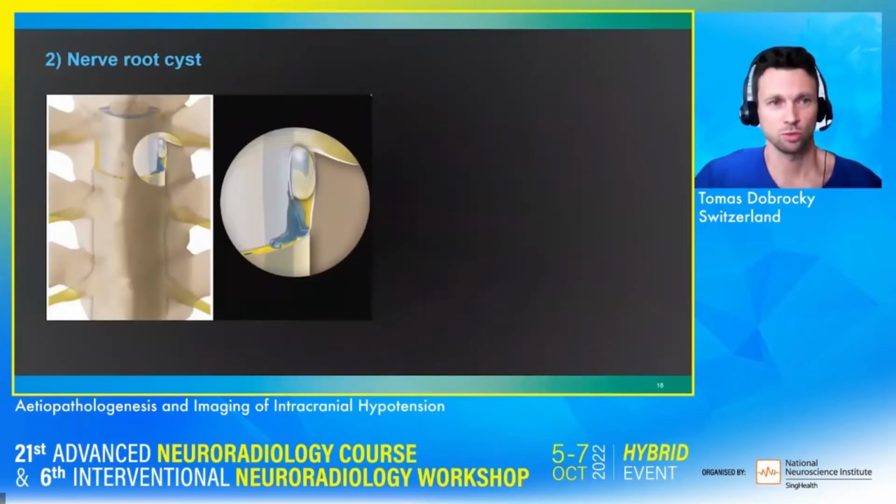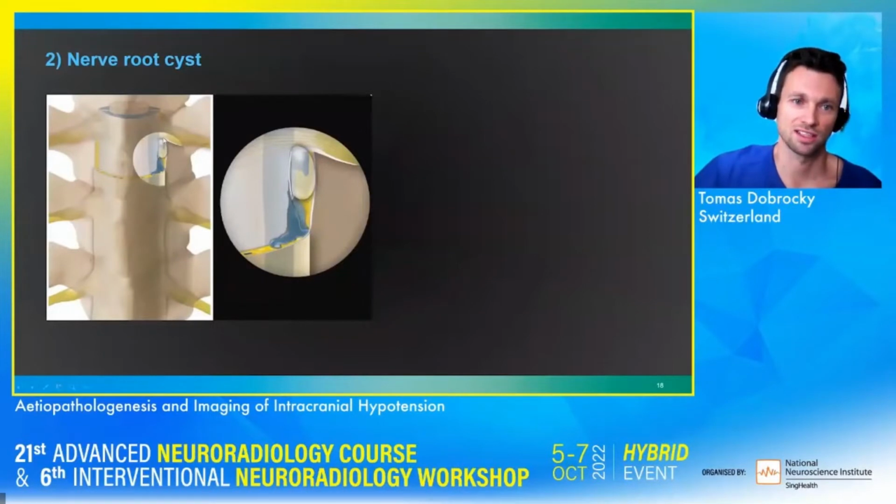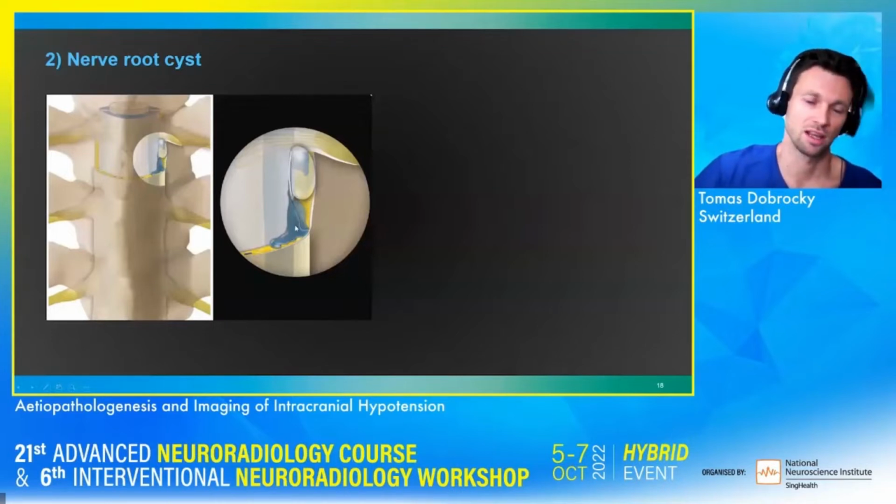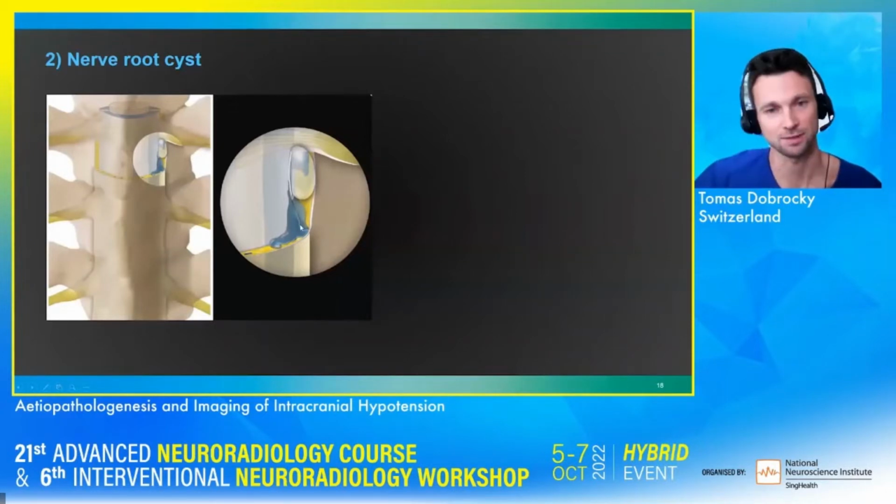The second pathology would be nerve root cysts. So these are cysts at the axilla of the exiting nerve root. This is a weak point, and they can protrude here. And this is not dural covering, but this is just arachnoid membranes, and they can easily rupture, and there can be an efflux of CSF again into the epidural space.